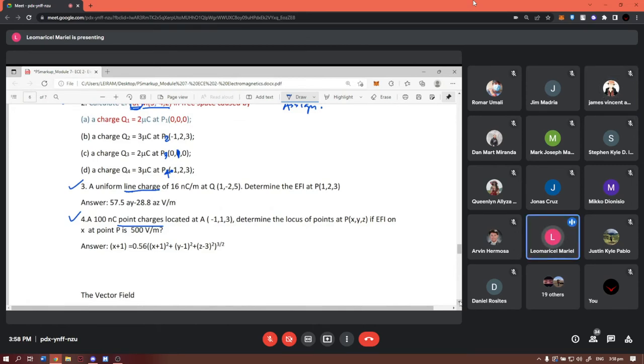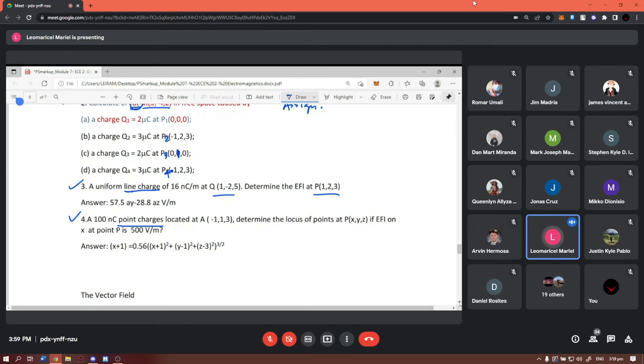Okay, yung problem 1 and 2 are example of point charge yan. Hindi dahil may point. Okay, ba't nga ito, uniform line charge, located at may point din naman yan, di ba? Ito point din naman. Okay.